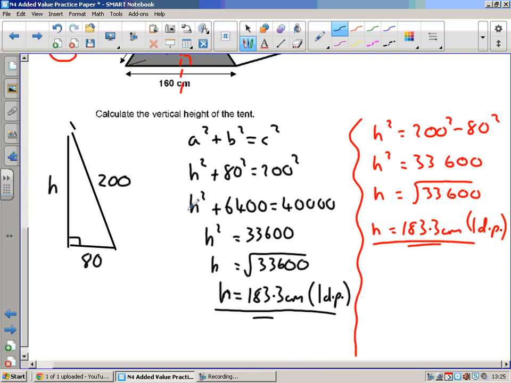Now, some of you might have just been told if you're working out a shorter side, it's just a subtract. So fair enough if you have. So 200 squared subtract 80 squared. Let the calculator do it for you. That's 33,600. So we're just at this line here. Then we square root, and there's the answer.